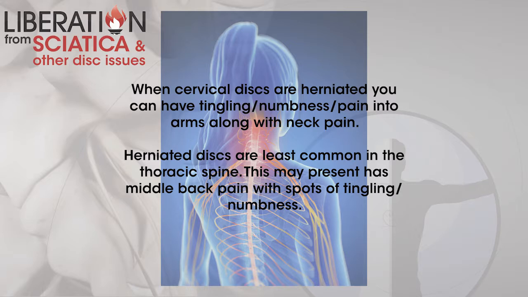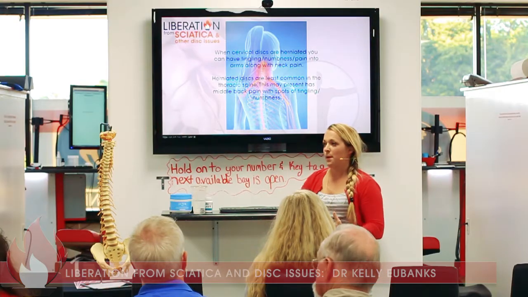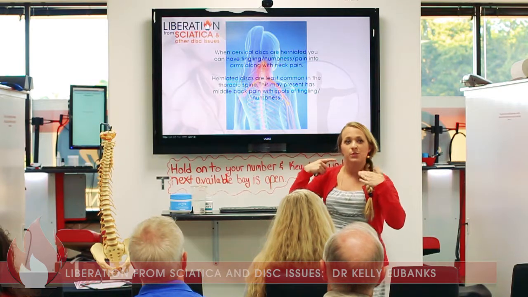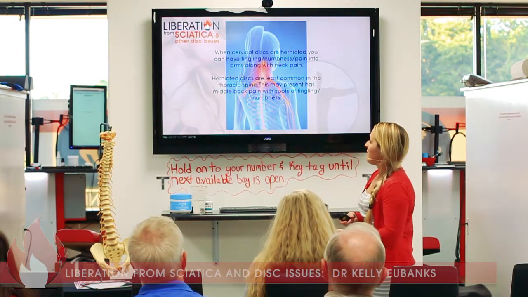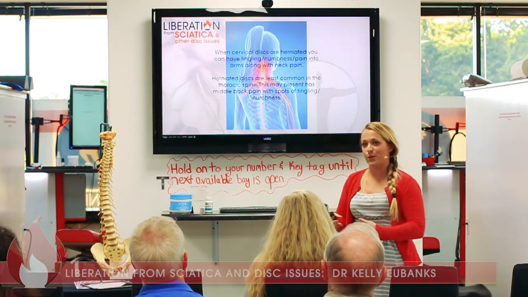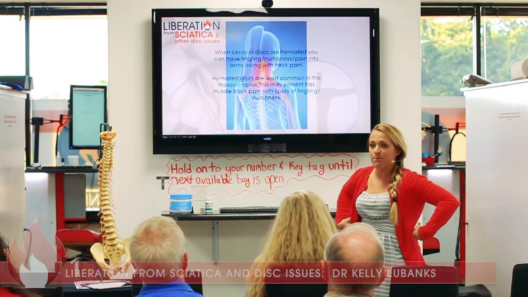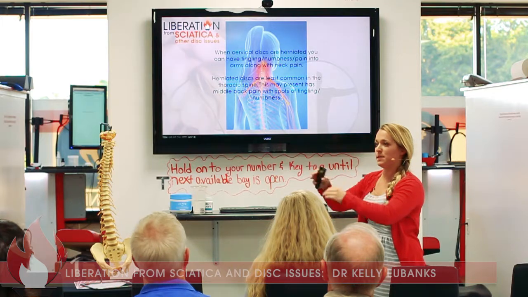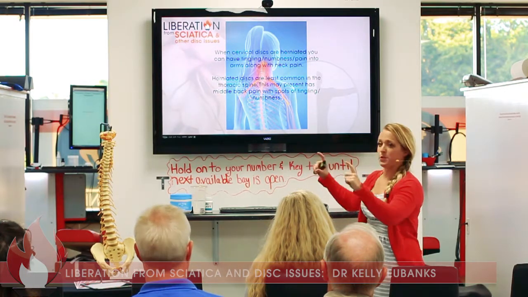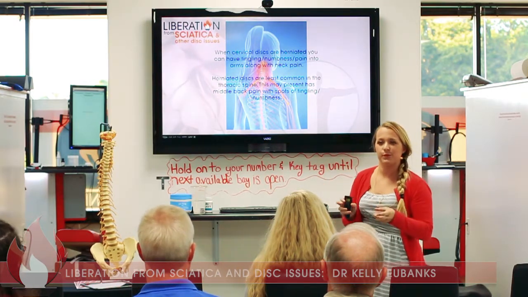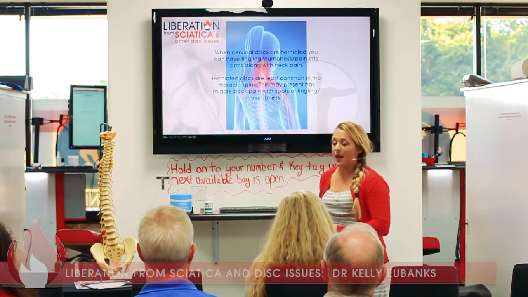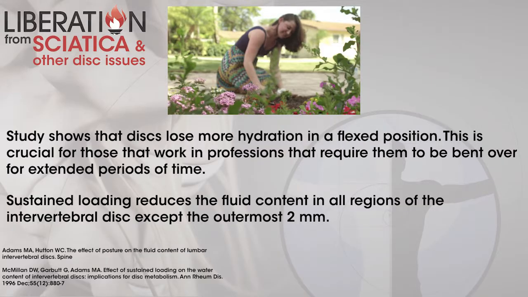All right. So when cervical discs are herniated, you can have the pain and the tingling and numbness into your arms. Real common to have that if you have any sort of cervical disc herniation. If you have a thoracic disc herniation, sometimes it's just middle back pain, but then also you can have tingling and numbness either into your arms or just across your back. You'll have a little bit of that nerve type symptom, the same with the sciatic nerve type symptoms.